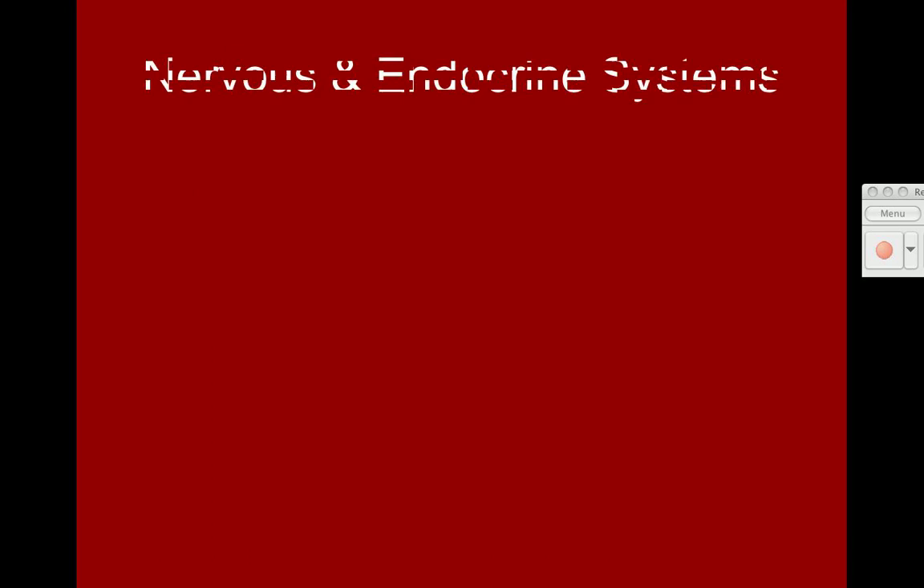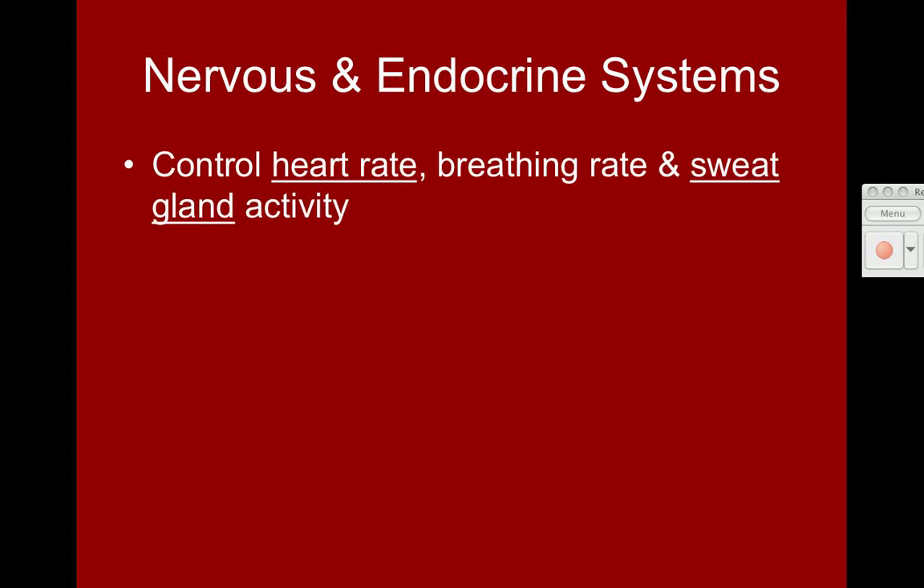Now, the last systems that work with the muscular system are the nervous and endocrine systems, and they function to control your heart rate, your breathing rate, and your sweat gland activity. We're not going to go into the specifics, though, just because those mechanisms are kind of complicated. Now, the last presentation that we have in this unit is on naming of skeletal muscles, and we will also talk about some of the main muscle groups, and we will do that next.